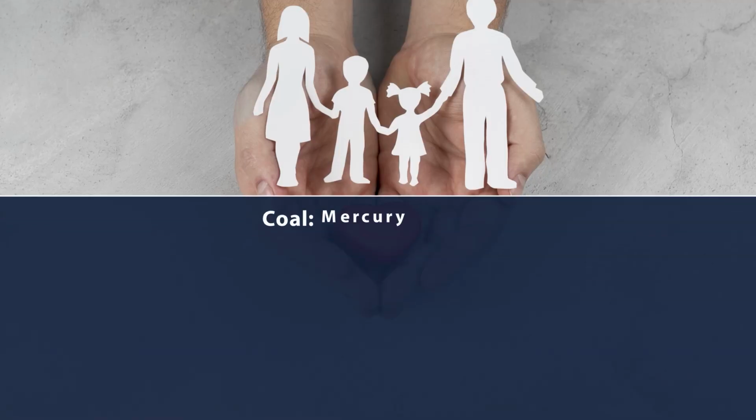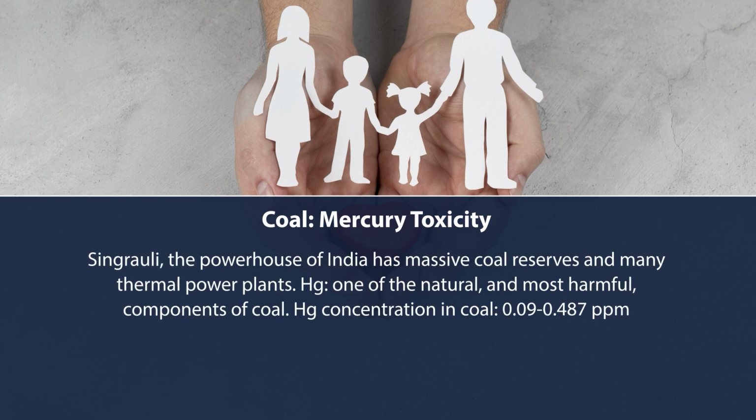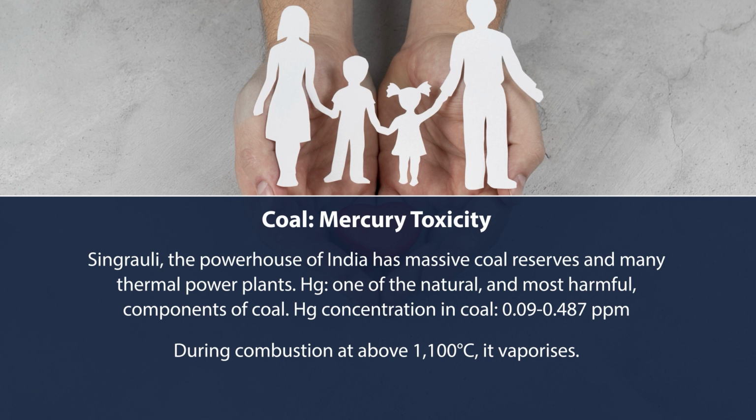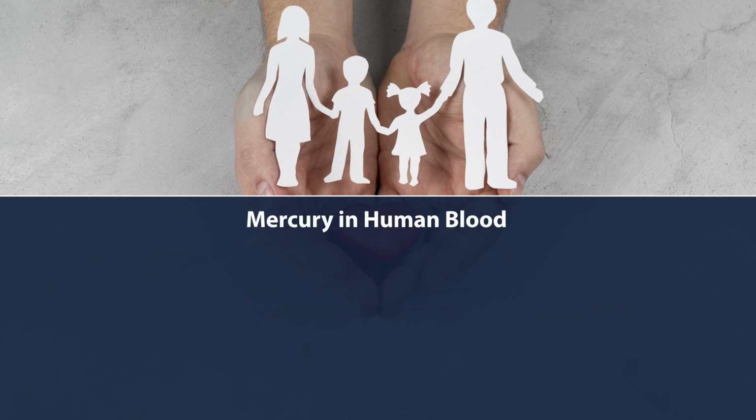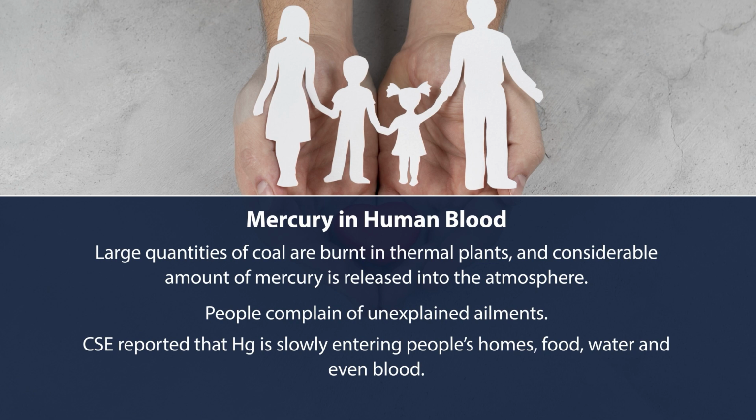Now in India, in Singrauli, which is the powerhouse of India with massive coal reserves and thermal power plants, the Center for Science and Environment did a study a few years back. They found that the coal has mercury at 0.09 to 0.487 ppm, and large quantities of coal are burnt in the thermal plants, and a considerable amount of mercury is then released into the atmosphere. People are complaining of unexplained ailments, and they report that this mercury is slowly entering people's homes, their food, and even their blood.